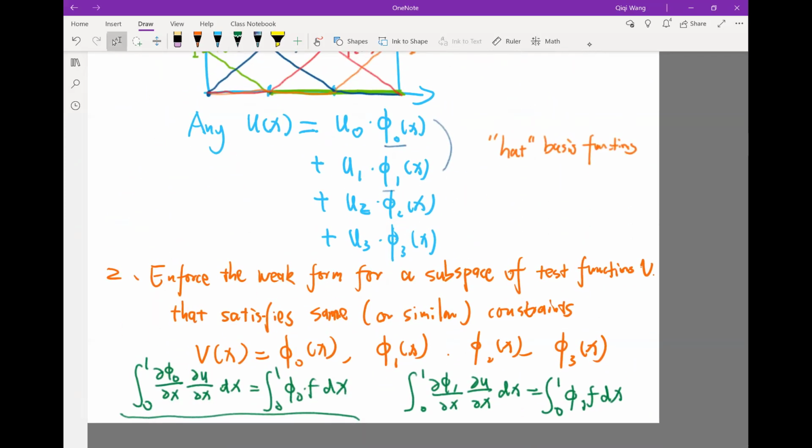Now, if I enforce this equation for v equal to phi0, phi1, phi2, and phi3, and then I perform an arbitrary linear combination of these four equations, each one a weak form, then I'm pretty much enforcing the weak form for any v that can be represented as a linear combination of phi0, phi1, phi2, phi3, which is basically saying that I'm enforcing the weak form for any v that satisfies the constraints of piecewise linearity and continuity, right? Okay, any questions for why I only need to enforce a discrete set of v's to get the enforcement of the weak form for basically an infinite set of test functions v?